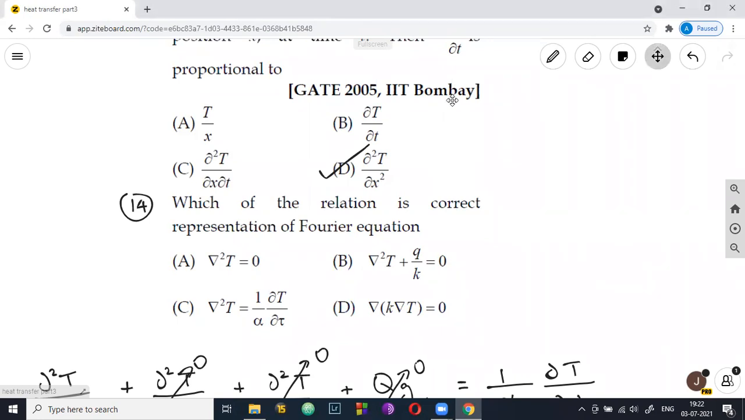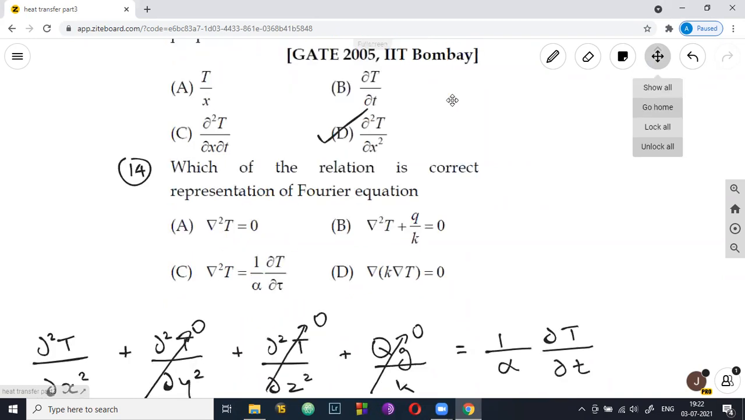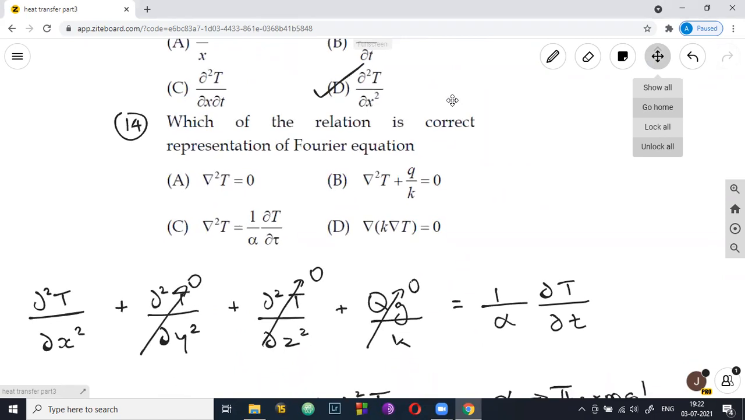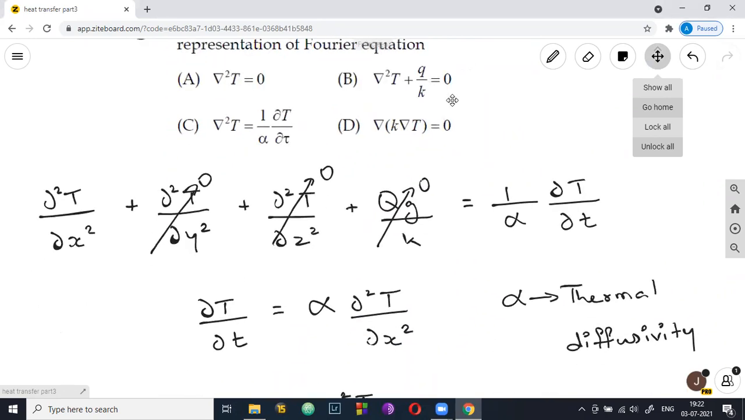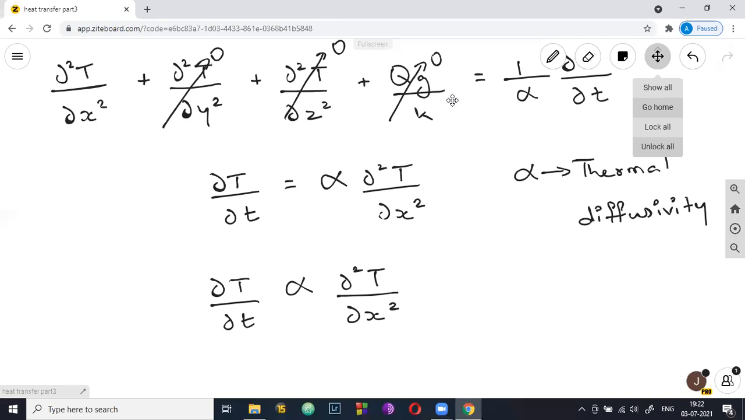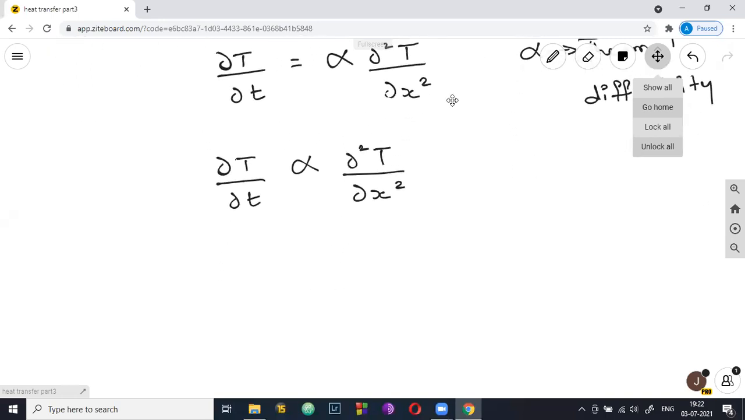Okay, next step, let's go to question number 14. Let's read the question. Which of the relationship is correct representation of a Fourier equation? Again, let's work out that logic. Now here something known as del square T is coming into picture, right? I can write the same equation in the vector format like this. Do you know how this equation can also be represented in the vector format in this particular manner? The generalized form actually goes something like this.